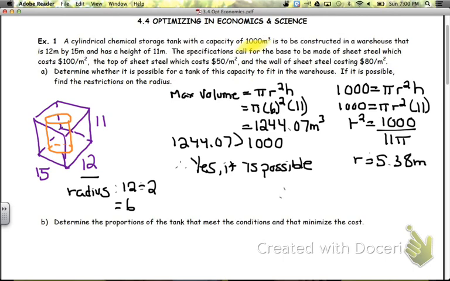So therefore, the domain is 5.38 is less than or equal to the radius, which is less than or equal to 6. What that's stating is that our radius has to be between these two values.